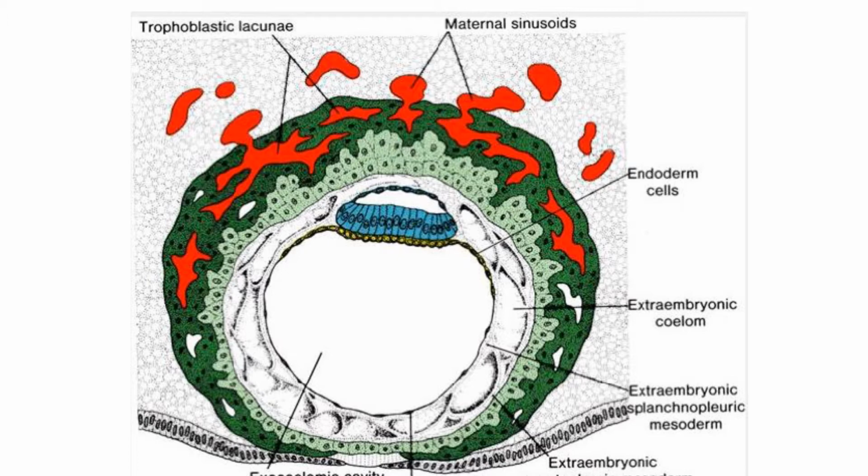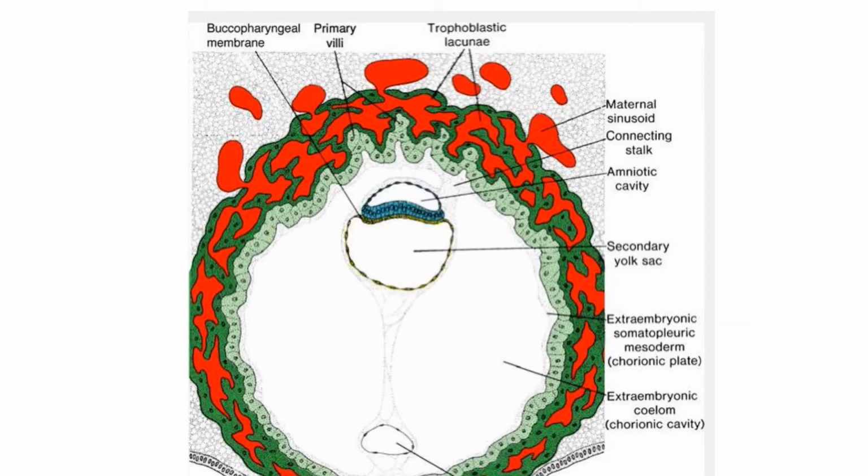It has several functions that facilitate the growth of the fetus. It acts as a temporary organ that allows the transport of oxygen and nutrition from the mother to the developing fetus. Second function: excretion. It eliminates carbon dioxide and waste products like urea from the fetus into the maternal circulation. Then there is the immunological barrier: maternal immunity protects the fetus against some infections.